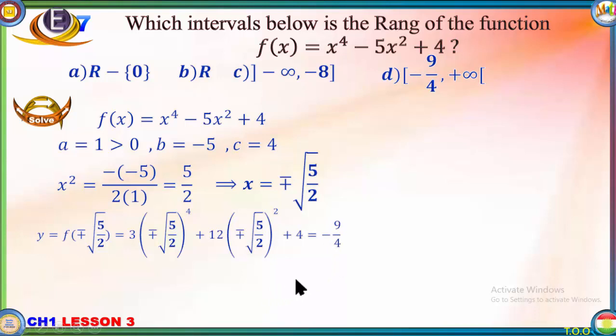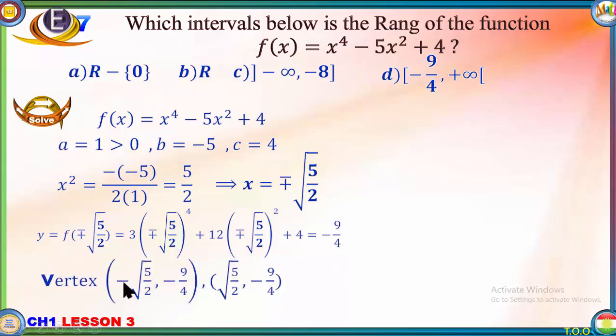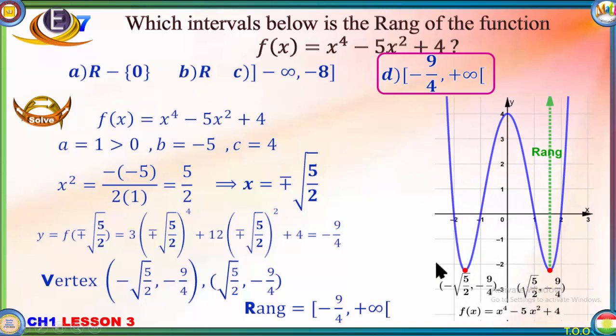Here we have two vertices. The first one is minus square root of 5 over 2, minus 9 over 4. The second one is square root of 5 over 2, minus 9 over 4. Because the leading coefficient is positive, the range begins from minus 9 over 4 to positive infinity. That means D is the correct answer, as you can see in the graph, from minus 9 over 4 to positive infinity.